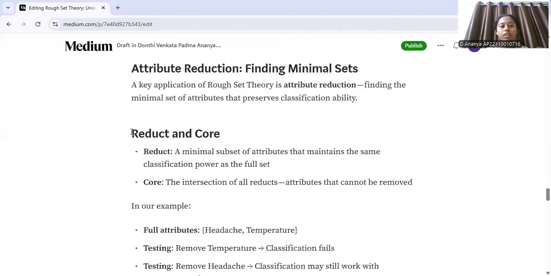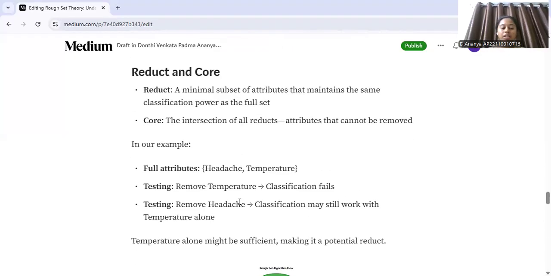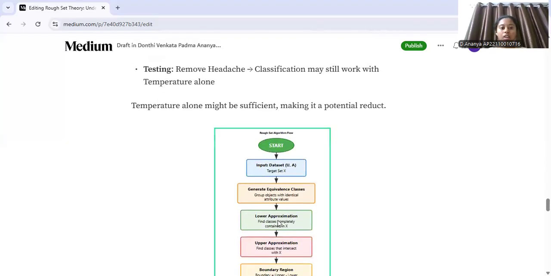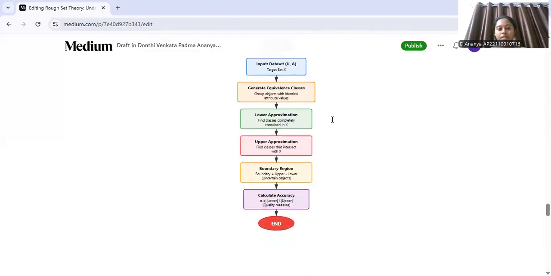Here are two main things: reduct and core. A reduct is a minimal subset of attributes that maintains the same classification power as the full set. The core is the intersection of all reducts, the attributes that cannot be removed. In our example, the full attributes were headache and temperature. For testing, we removed the temperature and classification failed. When removing headache, classification may still work with temperature alone. Temperature alone might be sufficient, making it a potential reduct.